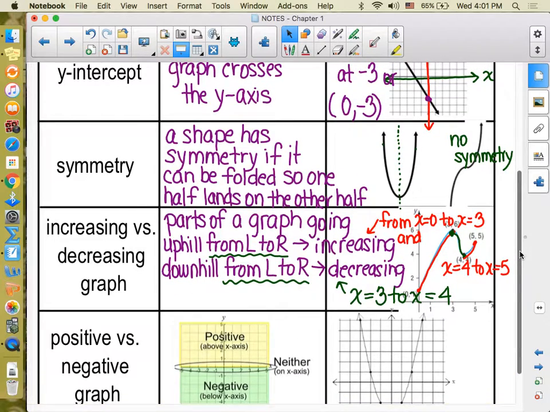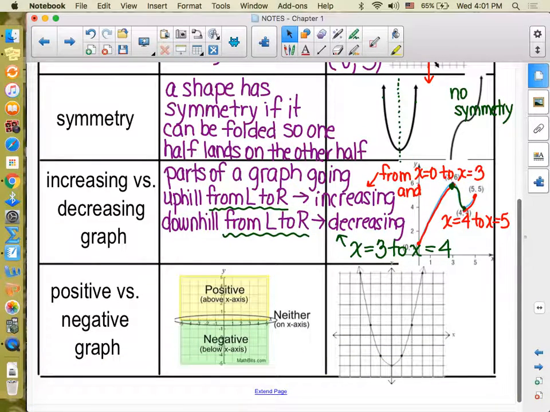Finally, positive versus negative. A graph is considered positive, or part of the graph, if it's above the x-axis. So anything drawn in this upper portion for a graph would be considered positive. Anything drawn below the x-axis would be considered negative. It's neither if it's just sitting on that x-axis.